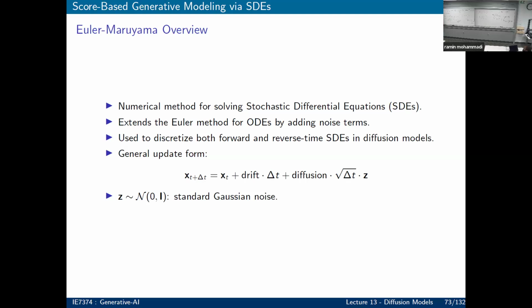So x at a given time plus some change. At this time, I want to go here, so x_t plus delta t is where I'm going. It comes from where I am, plus some drift term times the time gap between these two timestamps, so delta t is the time gap, plus the diffusion value times the square root of the time gap, times z. z is just the noise here, a sample from a Gaussian.